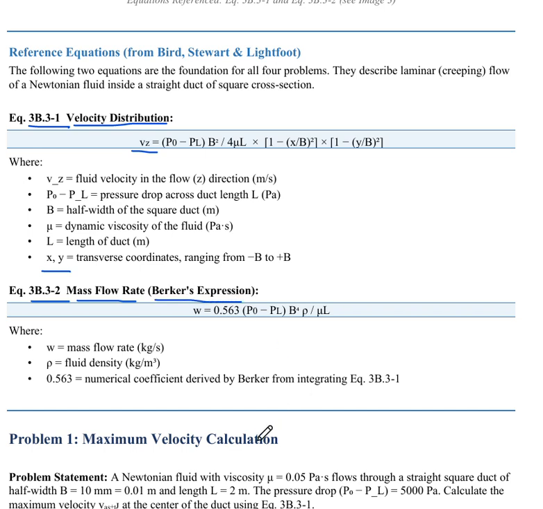To calculate the total mass flow rate W, the coefficient 0.563 is highlighted as a precise value derived from integrating this velocity profile.